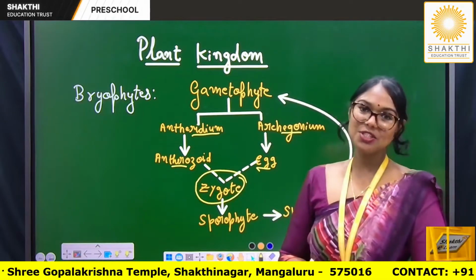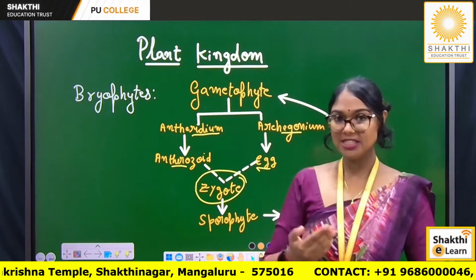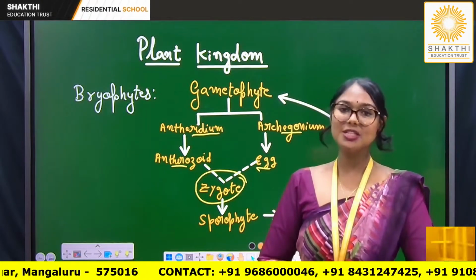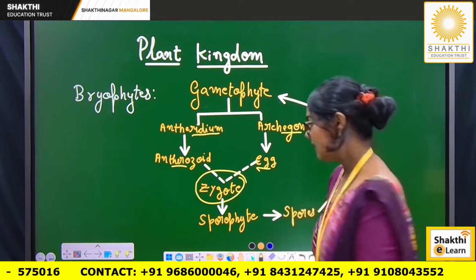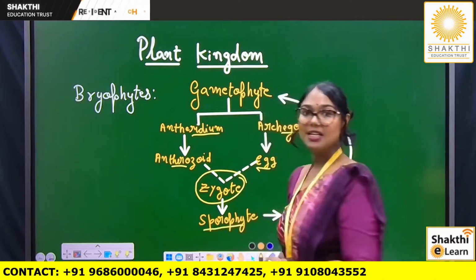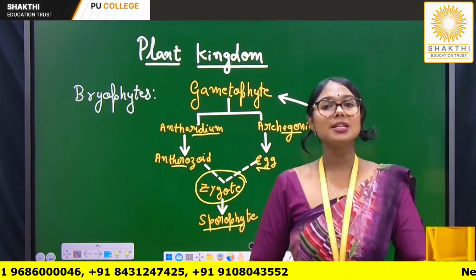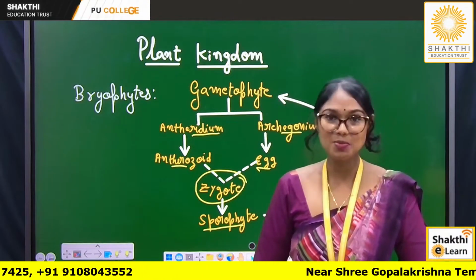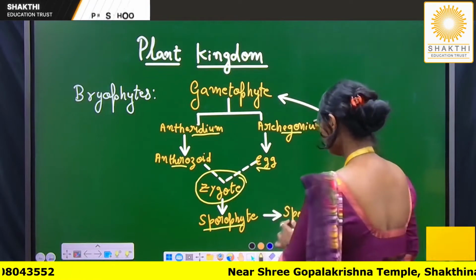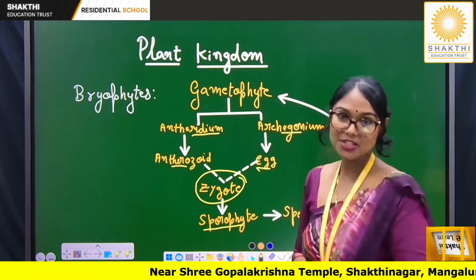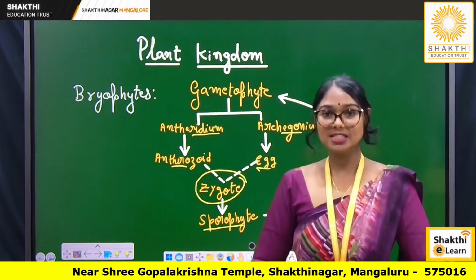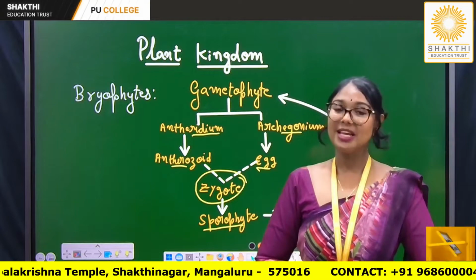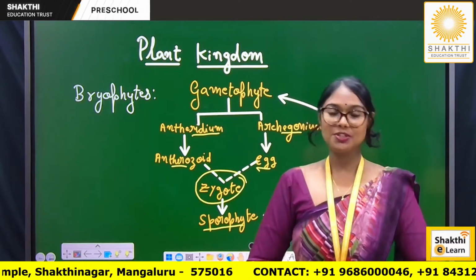Once the zygote is produced, it immediately divides to convert into a multicellular structure which is called the sporophyte. The sporophyte will now undergo meiosis or reduction to form spores. The spores on germination will give rise to the gametophyte. So this is how the reproductive cycle takes place in bryophytes. It's very important that you know this, students.